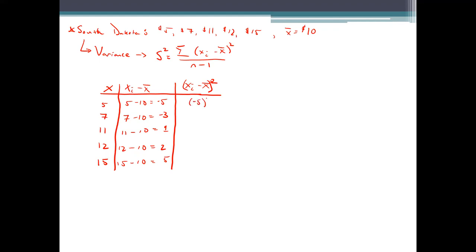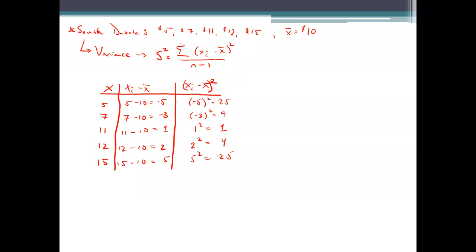You're going to take minus 5 squared, which gets you 25, right? Because when you square, it becomes positive. Minus 3 squared gets you 9. 1 squared gets you 1. 2 squared gets you 4. And then 5 squared gets you back to 25. Okay, so look what I've done on the screen here. I've taken each x value, subtracted away the mean, and then squared it.